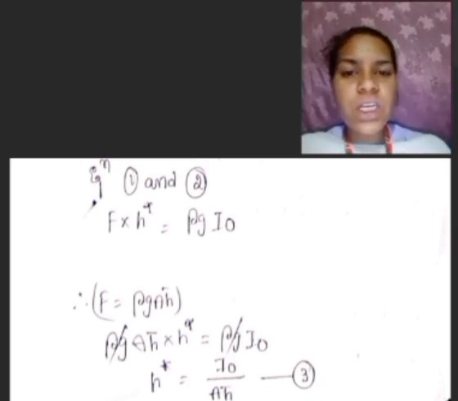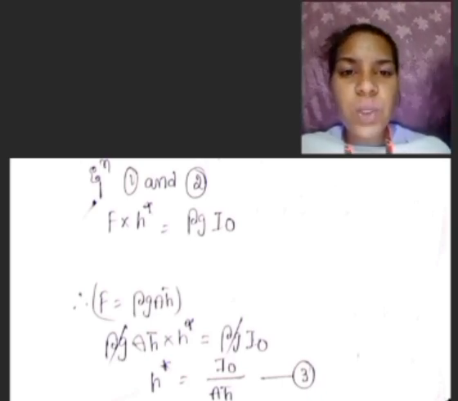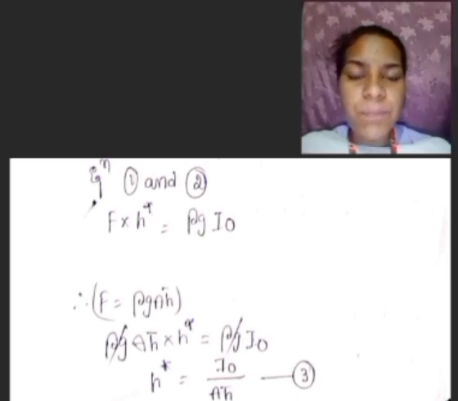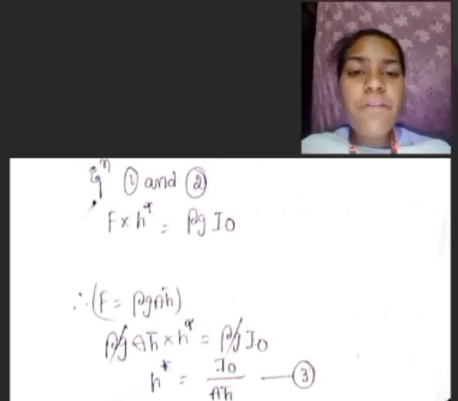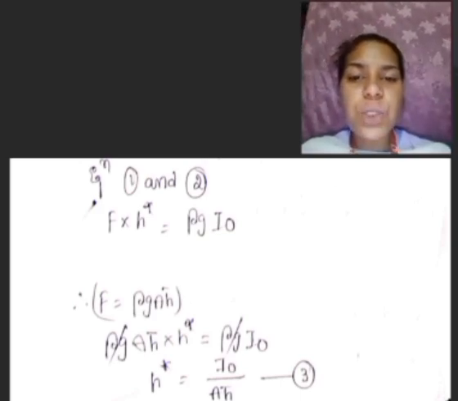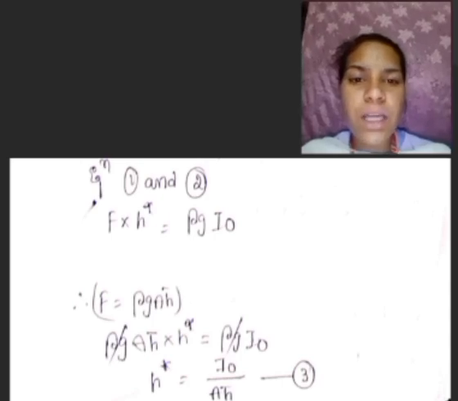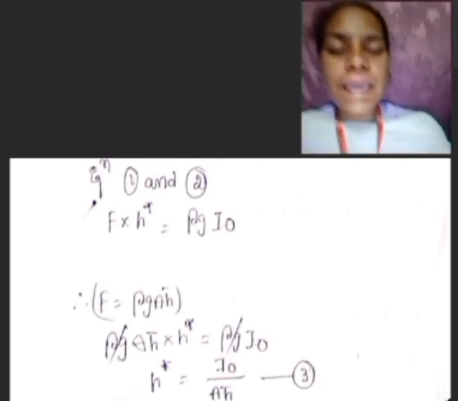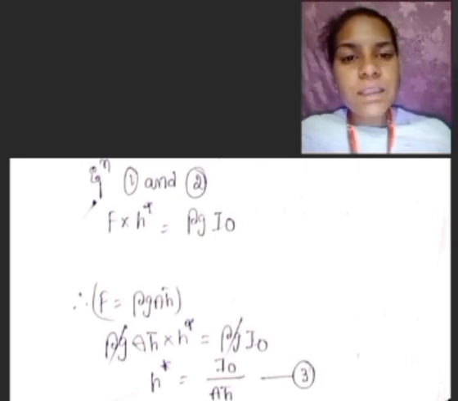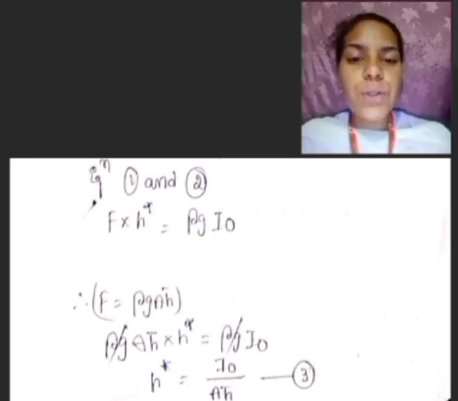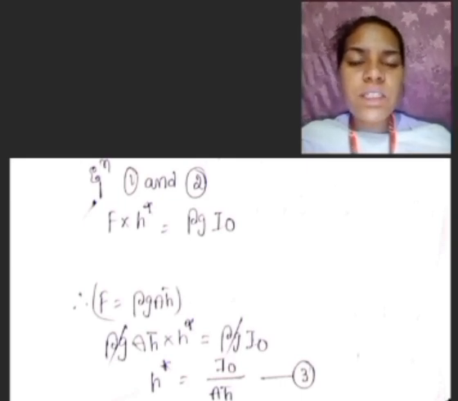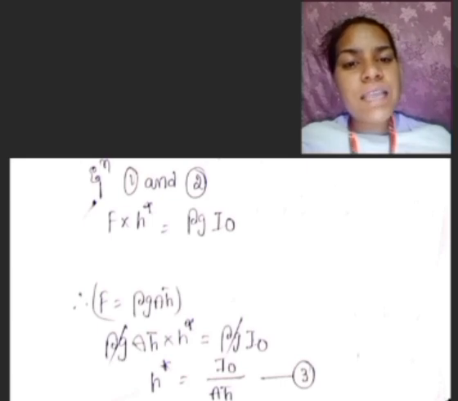In this equation, rho z is common on both sides, so we have to cancel the rho z. After cancelling the rho z, a h dash into h star is equal to I naught. We want the h star value, so h star is equal to I naught by a h dash. This is considered as equation 3.